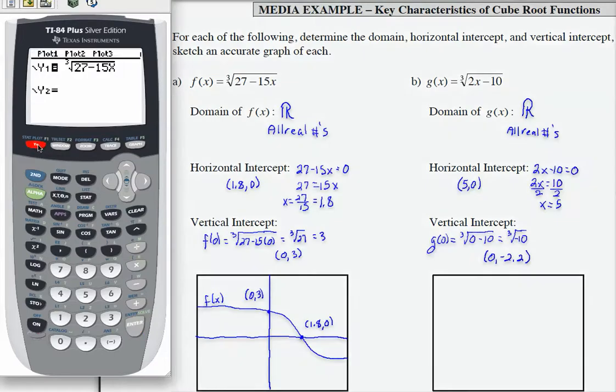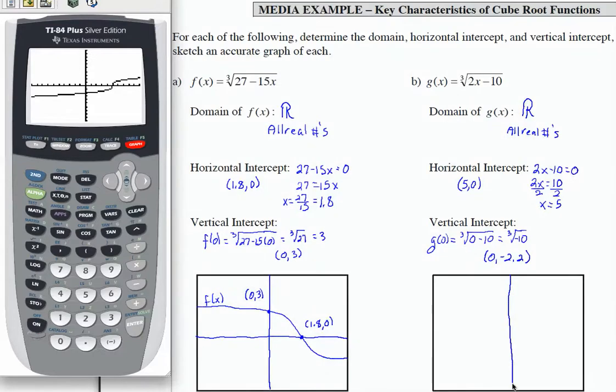Let's go back to our y equals and enter our function. So we're going to clear out what's in y1. I need math, option 4 gives me a cube root. 2x minus 10. I'm going to end my radical by using the arrow key. I'm going to leave the standard window that I had in the first problem, press graph, and see if that will give me a decent shape. And that's pretty good. I don't think I need to change my window.